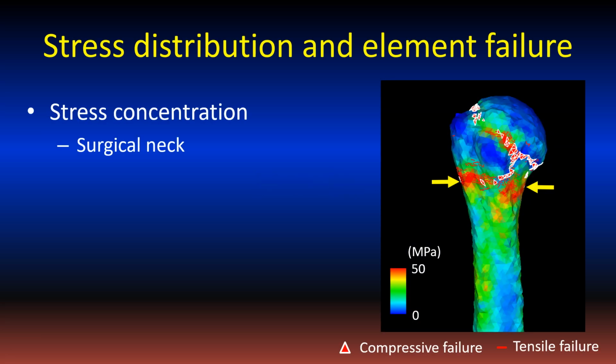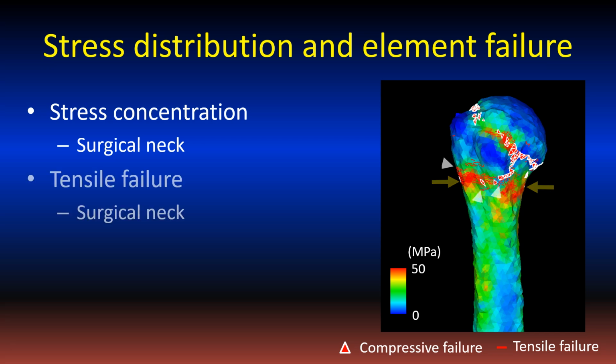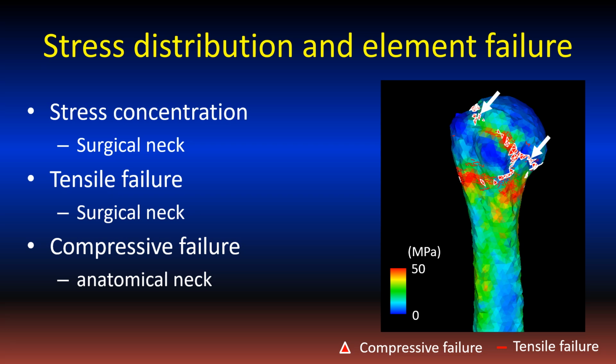Results. In all 10 models, a high stress concentration was seen in the surgical neck. As for the failure pattern of elements, tensile failure was mostly seen in the surgical neck as well. On the other hand, compressive failure was seen around the anatomical neck.